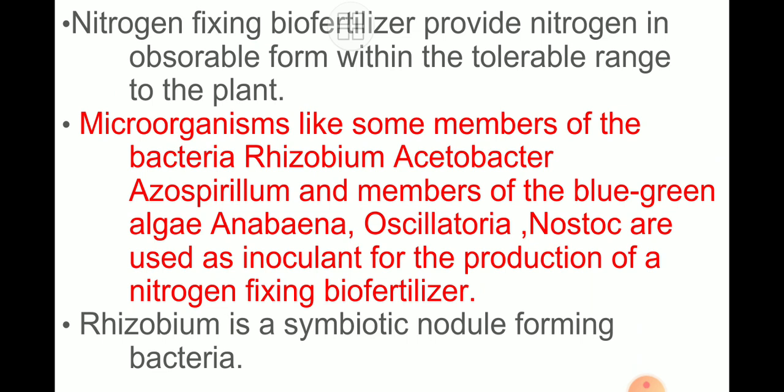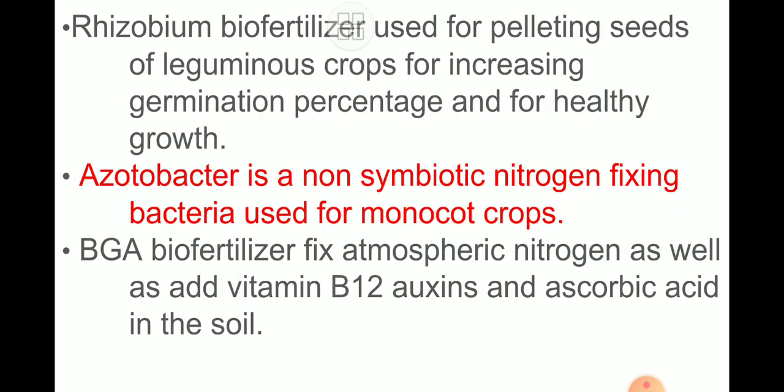And that fixed atmospheric nitrogen, in absorbable form, is utilized by the plant, and the host plant provides the other things, that is, the shelter and other food requirement to the Rhizobium. Because of that there is a symbiotic association. Both partners get benefited from each other, and that association is known as a symbiotic association. Rhizobium is a symbiotic nodule forming bacteria because it produces nodules on the root system of a leguminous plant. Now, Rhizobium biofertilizer is used for pelleting seeds of leguminous crops for increasing germination percentage and for healthy growth. My friends, this produced Rhizobium biofertilizer is applied in the form of pelleting, that is, applied to the seeds of the leguminous crops before sowing. This process is carried out by the farmers.